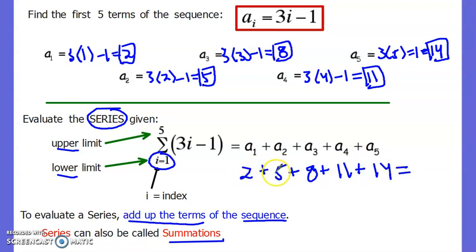Basically, if we take 2 plus 5 is 7, makes 15, plus 11 to be 26, plus 14, we're going to end up with 40. And the sum of the terms from 1 to 5 of the sequence 3i minus 1 would be equal to 40. We're just going to get one answer because, again, we're not just finding the terms of the sequence. We're adding them up.